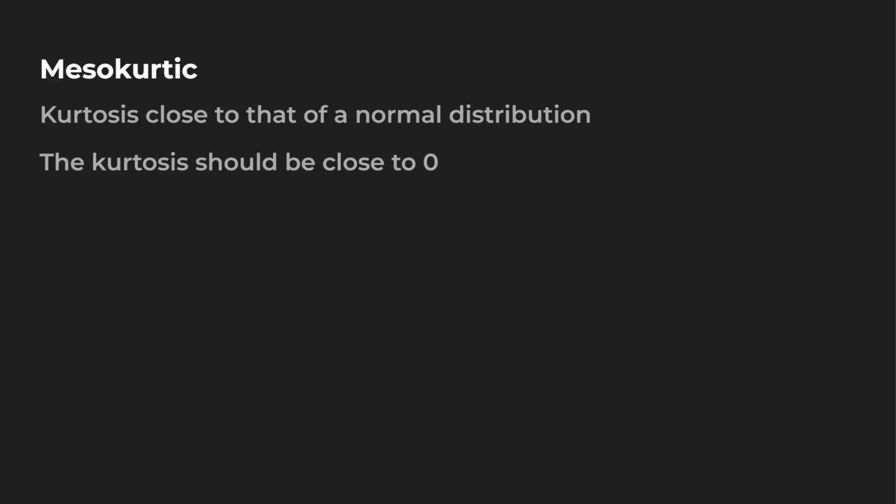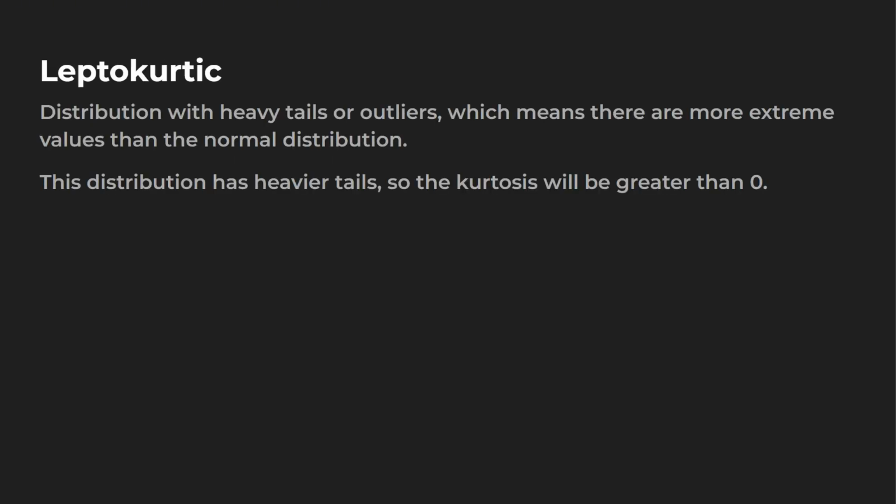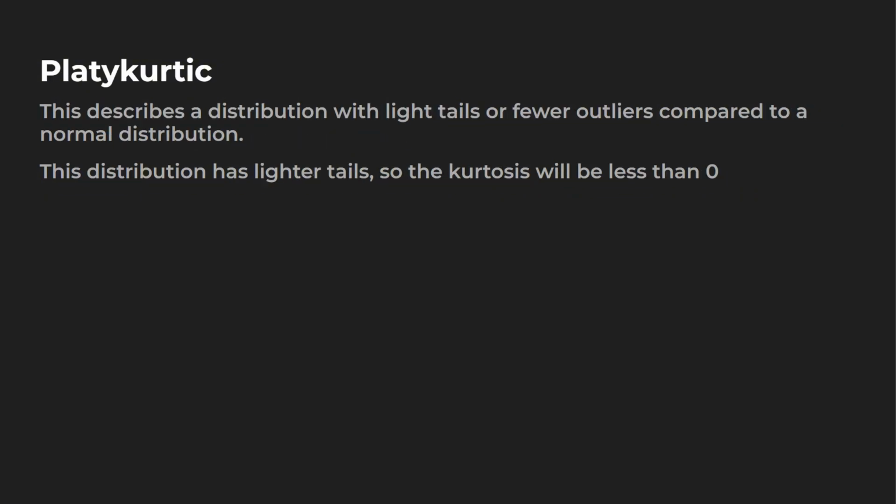So first up, we have mesokurtic. This is a kurtosis that is close to a normal distribution, so we should expect a value pretty close to 0. Up next, we have leptokurtic, which is distributions with heavy tails or outliers, meaning there are more extreme values than in a normal distribution. Because the distribution has heavier tails, the kurtosis is going to be greater than 0. And lastly, you have platykurtic. This is a distribution with light tails or fewer outliers compared to a normal distribution, and it is going to have a kurtosis less than 0.